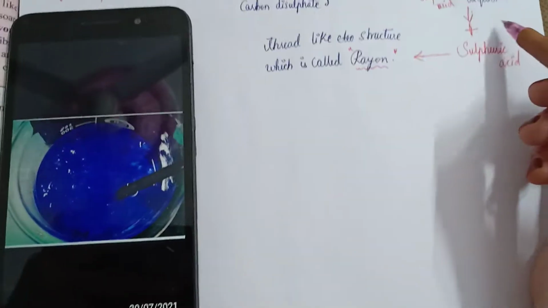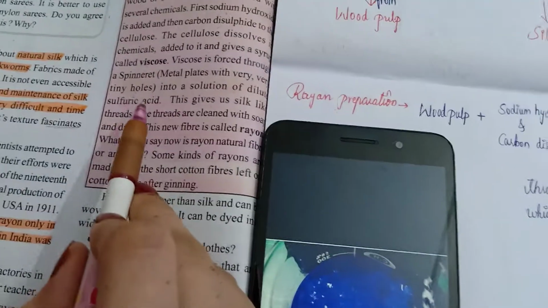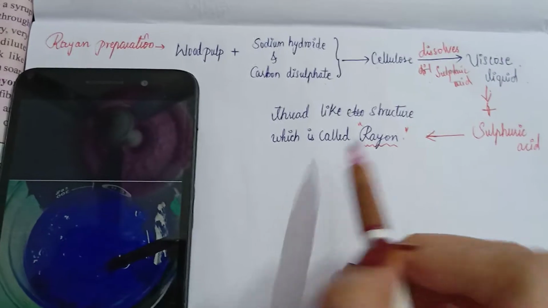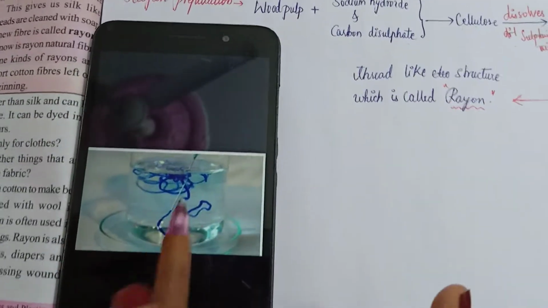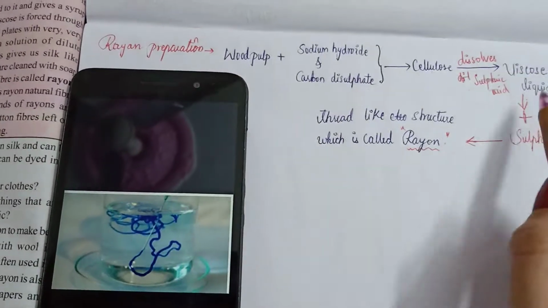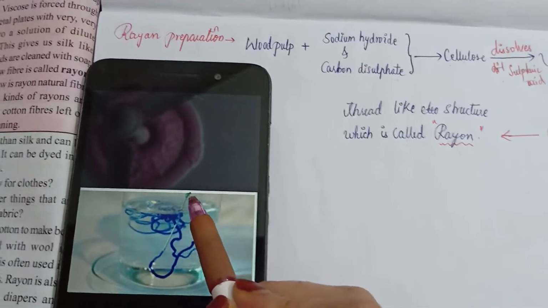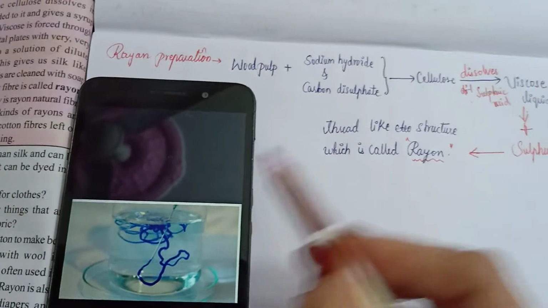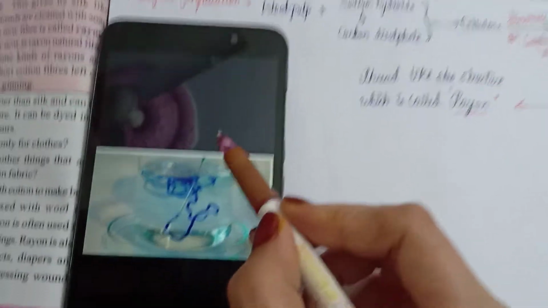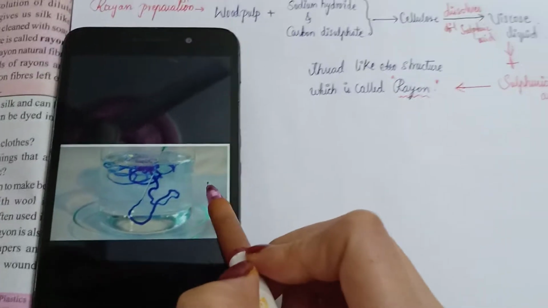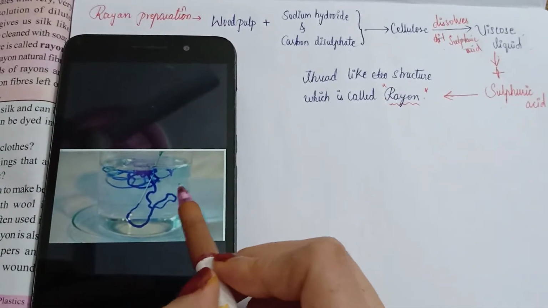And this thick liquid is forced through a spinneret. As I said, it is forced through the spinneret into sulfuric acid to give rayon. As you can see over here, this blue structure is liquid. So by the syringe or the spinneret, this viscose liquid, the blue colored liquid which is present above, is being placed in a transparent solution. This transparent solution is sulfuric acid, right?